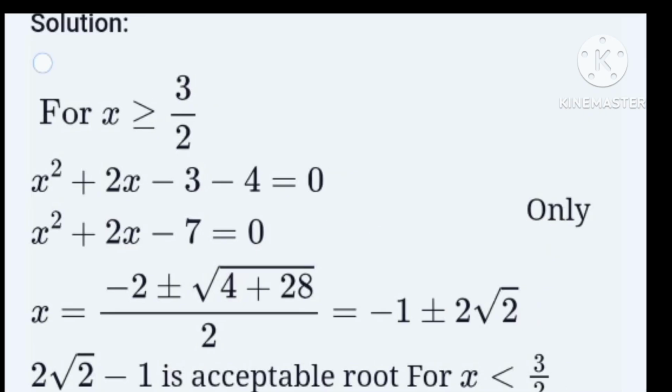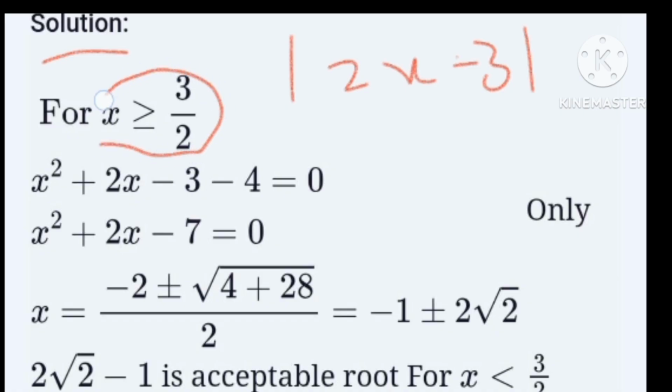The solution. Modulus of 2x minus 3 means 2x minus 3 is equal to 0, so x is equal to 3 by 2. Now x greater than or equal to 3 by 2. So x is positive, then mod x is equal to x, so x square plus 2x minus 3 minus 4 equals 0. Now x square plus 2x minus 7 is equal to 0.